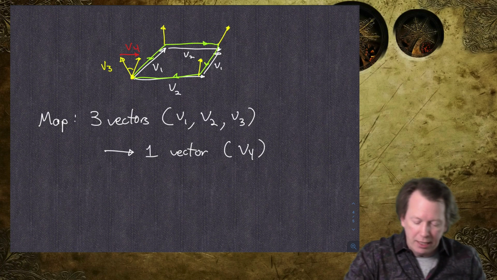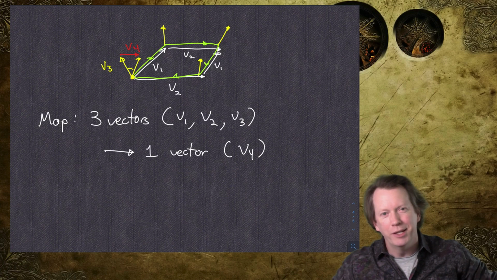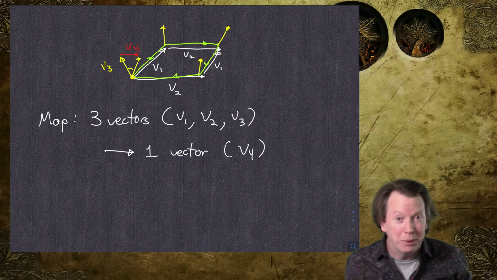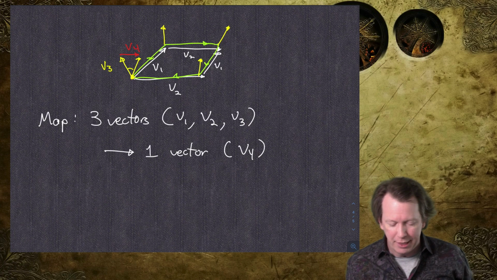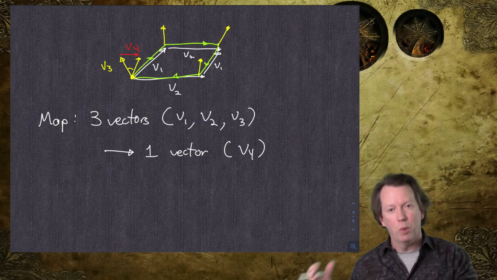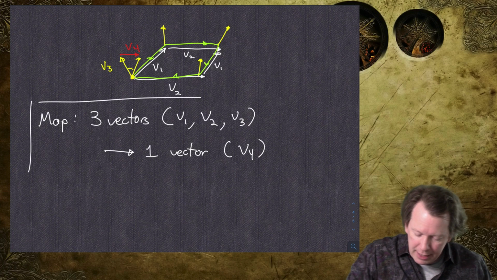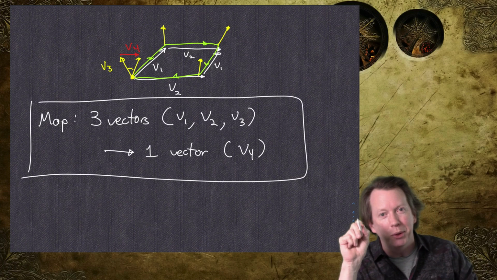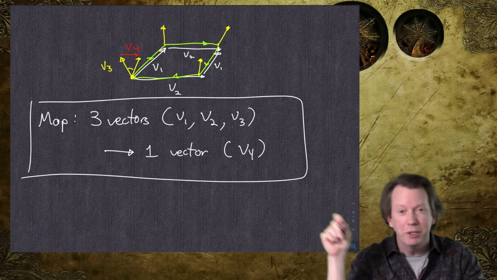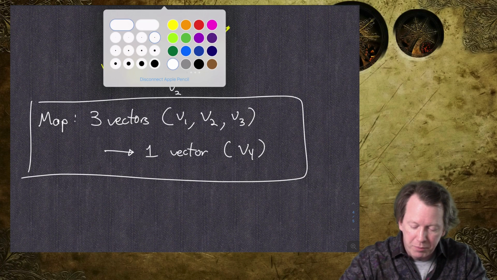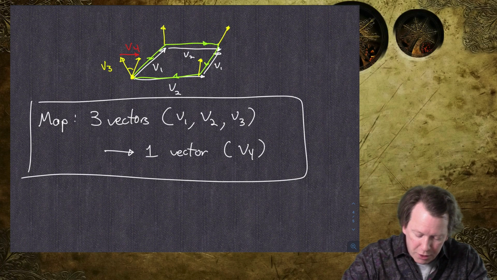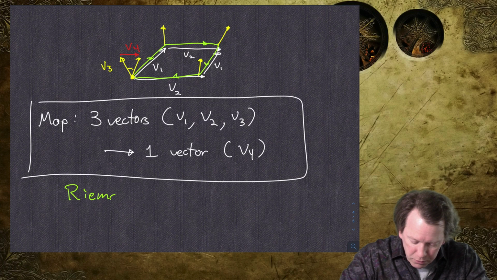Remember I told you way back when that all of math is just talking about maps between different spaces, okay? This is a map. Mr. Riemann says you have a map from 3 vectors to 1 vector. This is like a little machine. At every point, it's a black box that says if you give me these 3 vectors, I'm going to spit out a 4th vector. And we have a name for this machine. This is called the Riemann curvature tensor.